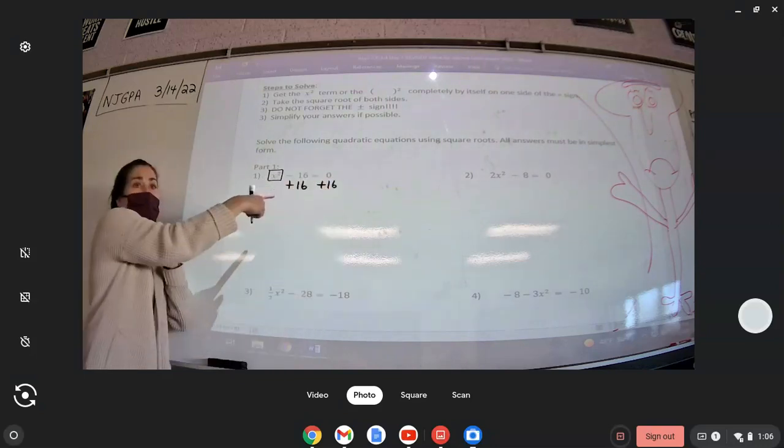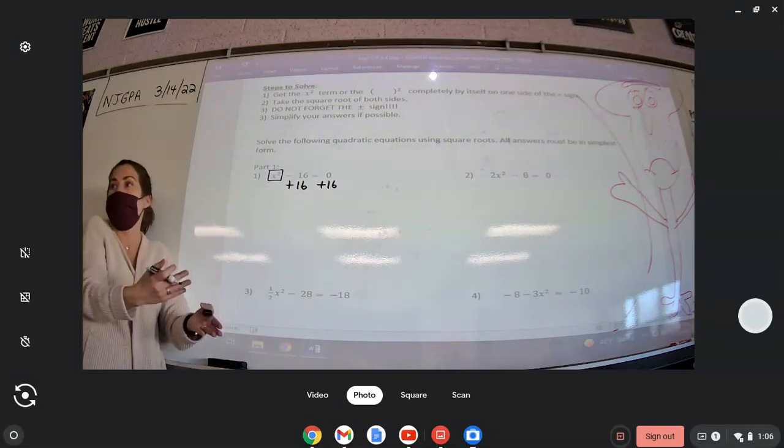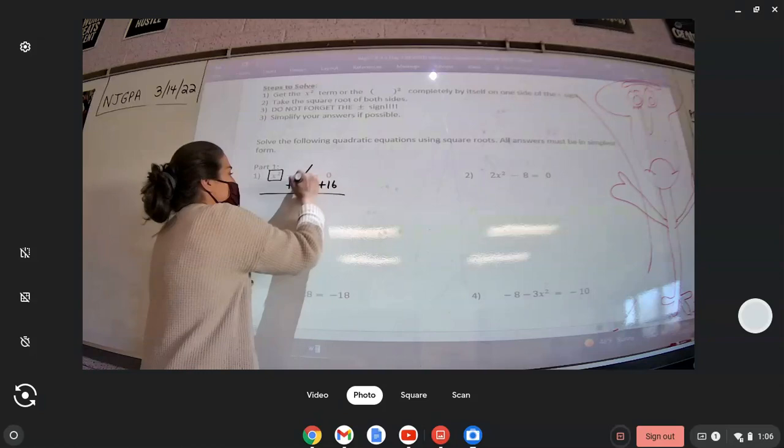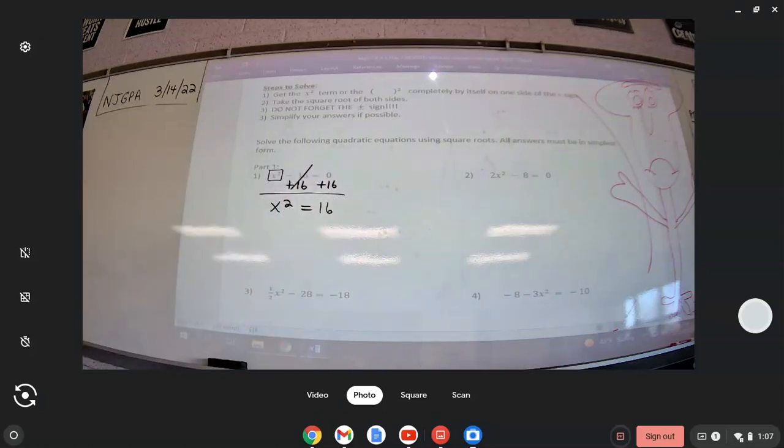Now, guys, if anybody looked at this problem, this actually factors. You would be allowed to factor it, but I've asked you to solve it using square roots. All right, so x squared ends up equaling 16. All right, you did it. You got x squared by himself. Now you need to unsquare it.